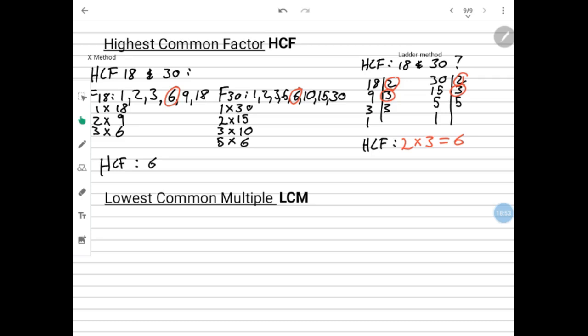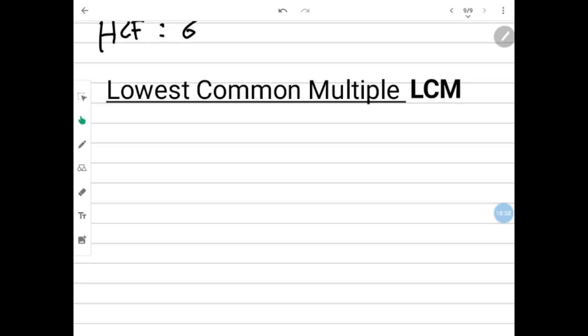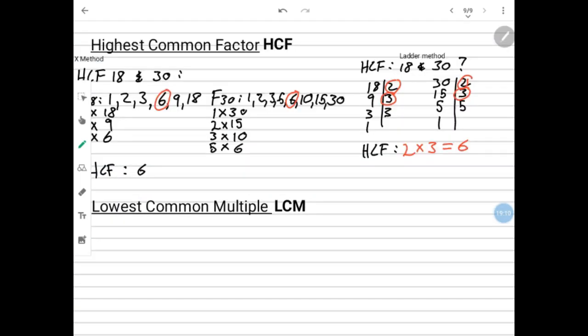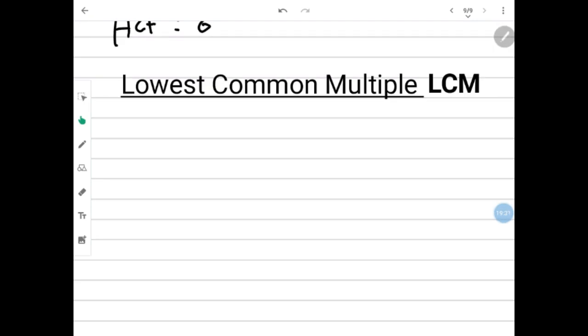Right, let's go to lowest common multiple. Right, lowest common multiple. Now, I want you to use another method here. You can actually use the ladder method, but I don't want you to use the ladder method for both the highest common factor and the lowest common multiple, because the way you analyze the ladder differs. Right, so in my opinion, just stick with the ladder method when you're doing the highest common factor. Right, when you're doing the lowest common multiple, you use another method.